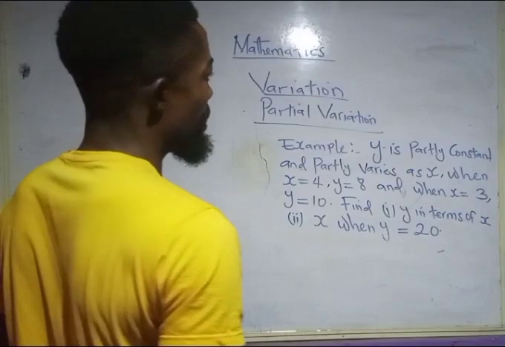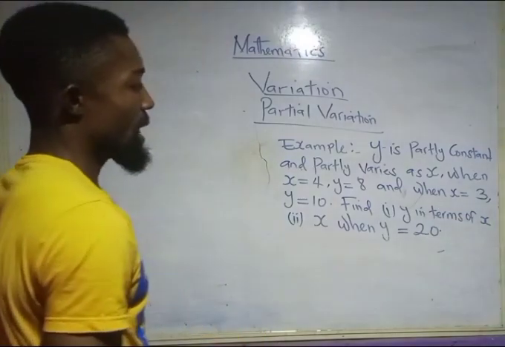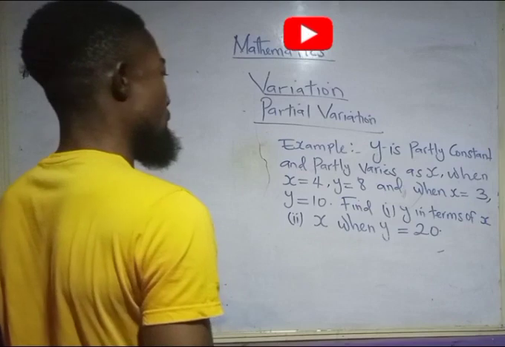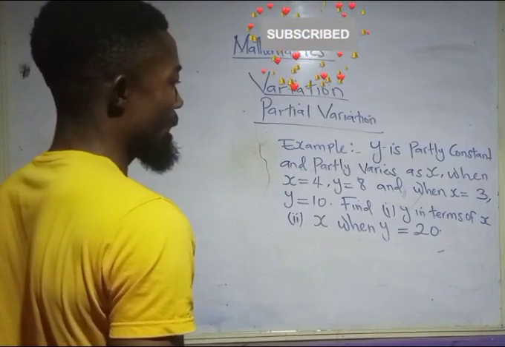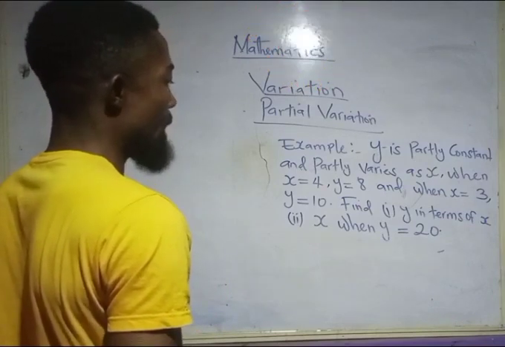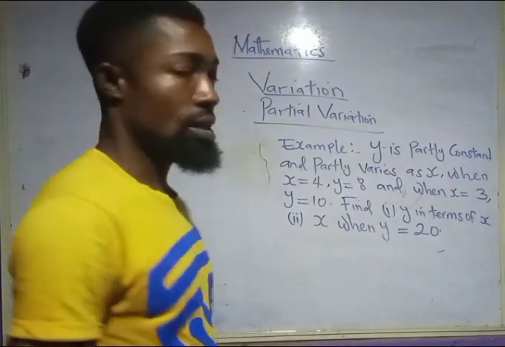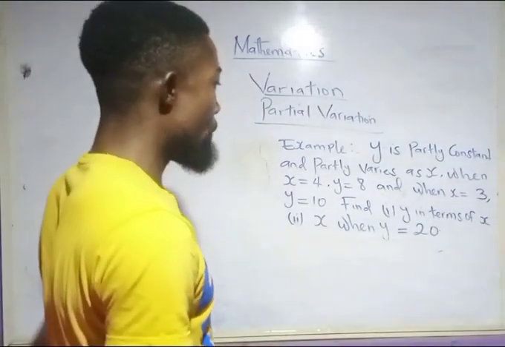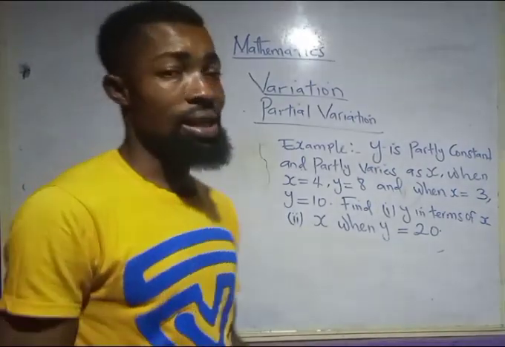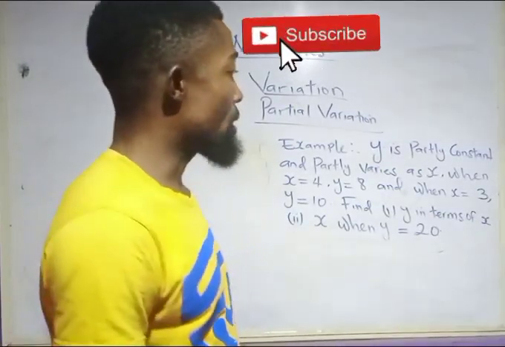Now, the question on the board. Y is partly constant and partly varies as x. When x is equal to 4, y is equal to 8. And when x is equal to 3, y is equal to 10. Question 1: find y in terms of x. Question 2: find x when y is equal to 20.